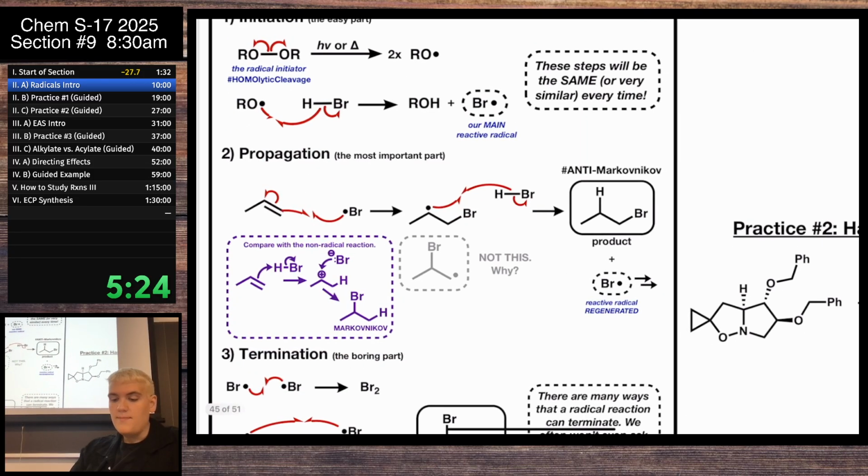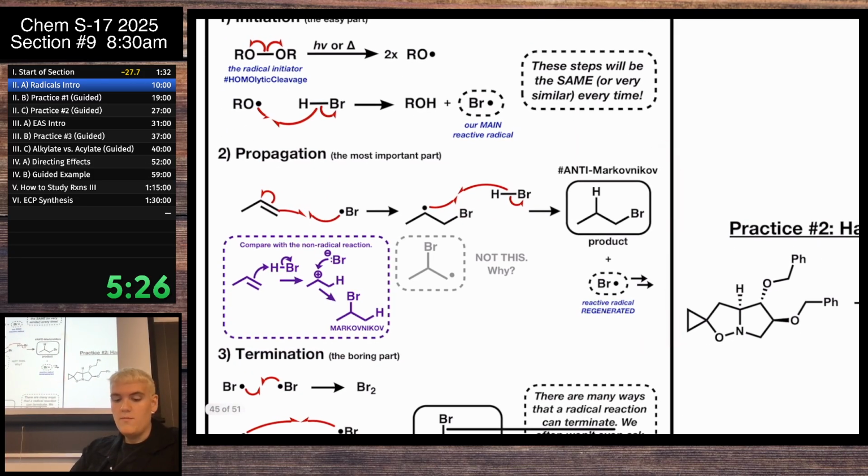Phase 2 is propagation. So it's going from one radical thing to other radical things. And then the final phase is termination. So we have the initiation where we generate our dotty boys, propagation where dotty boys make more dotty boys, and then termination where dotty boys come together and are no longer dotty boys.